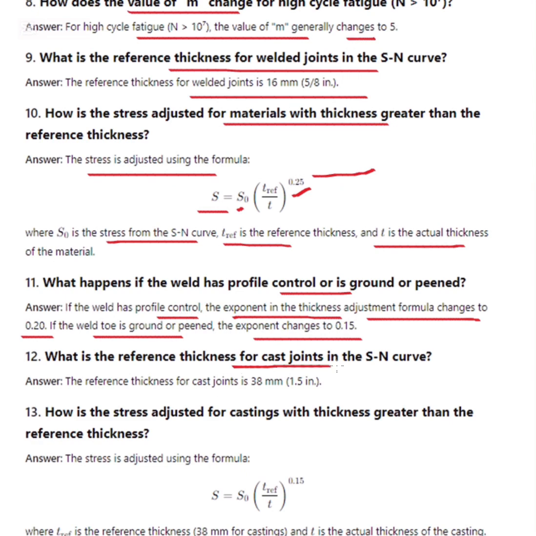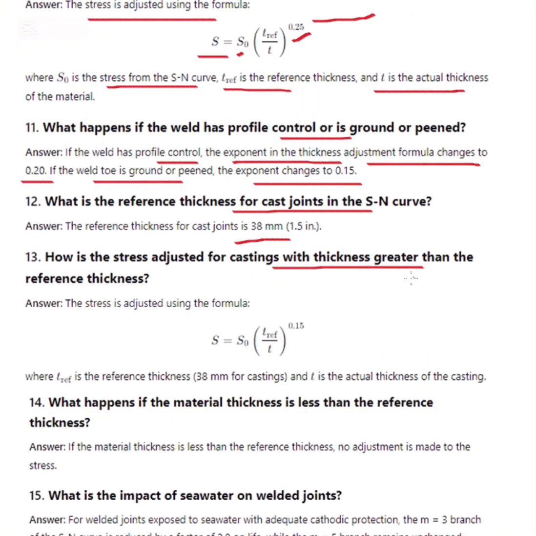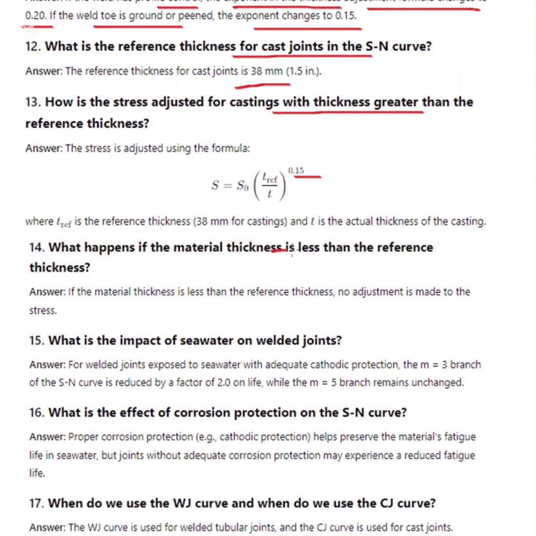What is the reference thickness for cast joints? That is 38 mm. How is the stress adjusted for castings with thickness greater than the reference thickness? The same way, with 0.15 as the exponent. What happens if the material thickness is less than the reference thickness? Then no adjustment is made to the stress.